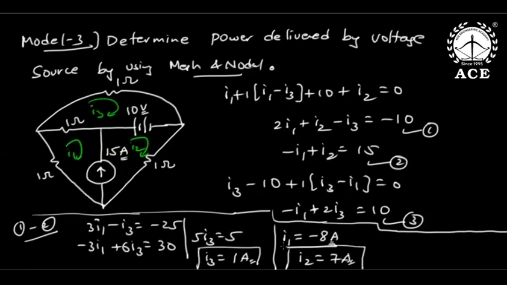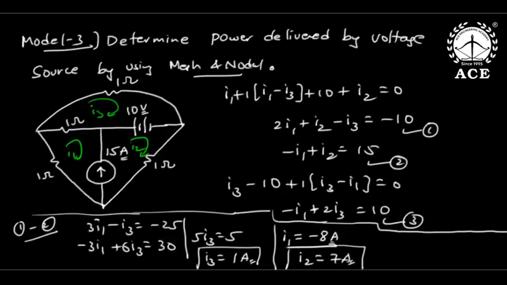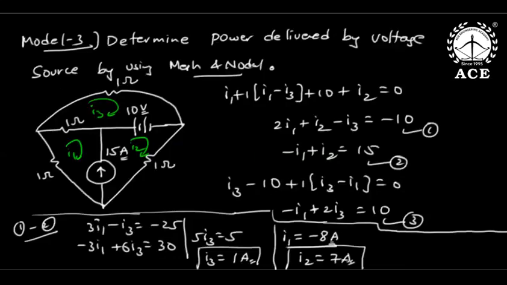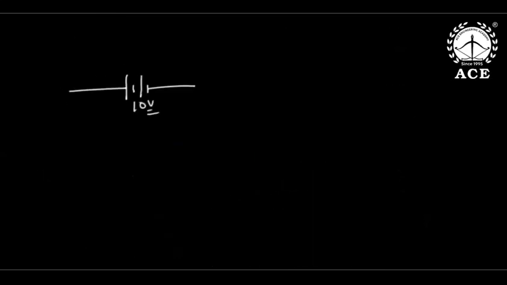I2 is 7 amperes. So now with this information, I'm writing the conclusion on the next page. I need the power delivered by this voltage source. This branch I'm writing separately, this 10 volts. But I got both I2 and I3. I2, I got how much? 7.